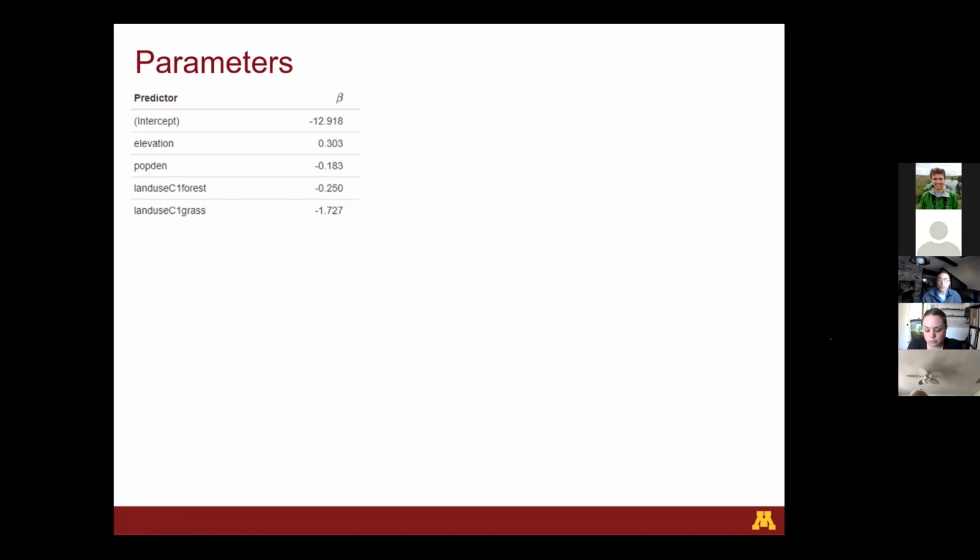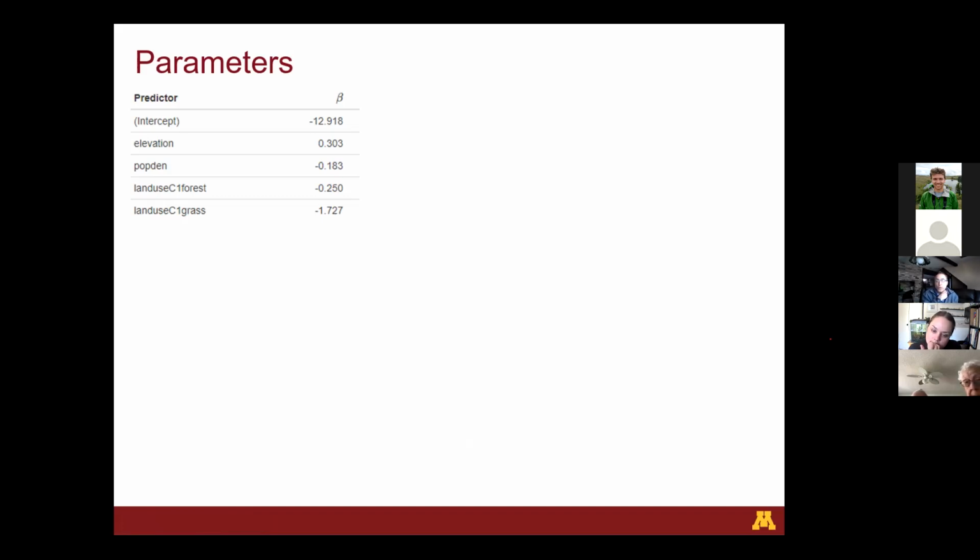In the paper, we provide more specific and precise quantitative ways to interpret those parameters. But what I want to focus on for the purpose of this talk is these parameters for the land use categories. So you might look at this and see this coefficient for forest and the coefficient for grass, and again, see that they're both negative, and assume that Lupi prefers not to use forest or grass.